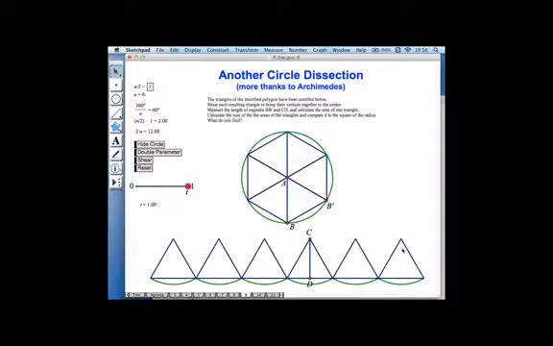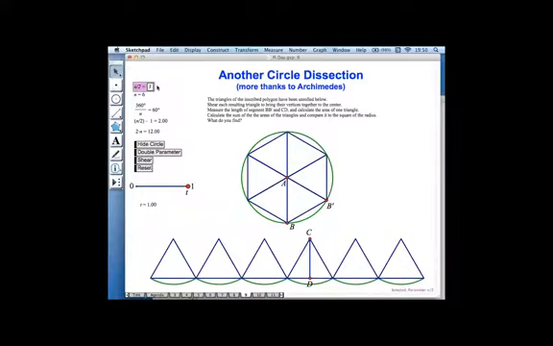So here's the blue part of the circumference, half the circumference. Here's the green part of the circumference, and the height is the radius. So that's also a nice way of dissecting the circle into a rectangle this time instead of a triangle.